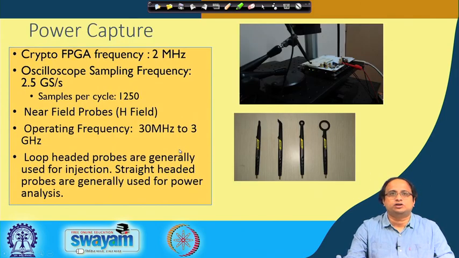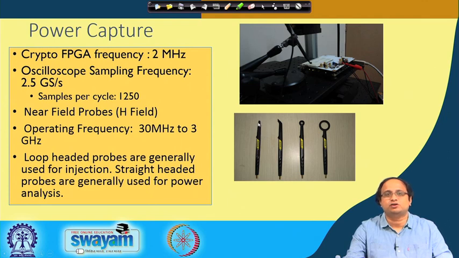So, the power capture essentially will require you to have some very vital component of your setup, which is the probes. Okay. So, there can be different kinds of probes. For example, you can see here some pictures of probes. You can see that there are some probes which have straight heads and some probes which have circular heads. Typically, these probes are used for injections and for analysis.